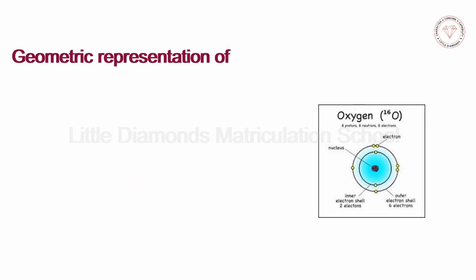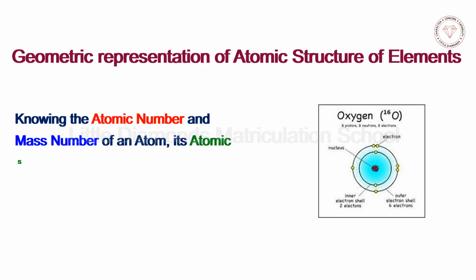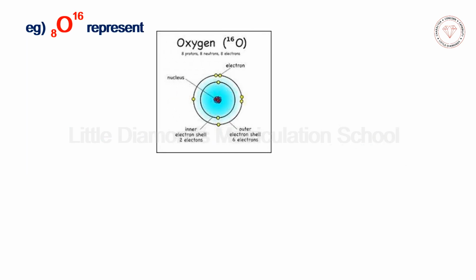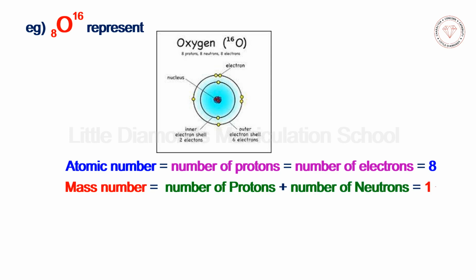Geometric representation of atomic structure of elements. Knowing the atomic number and mass number of an atom, its atomic structure can be represented pictorially. For example, O 16 8 represents oxygen atom with atomic number 8 and atomic mass or mass number 16. We know that atomic number is equal to number of protons, which is equal to number of electrons, equal to 8. And the mass number is equal to the number of protons plus number of neutrons.